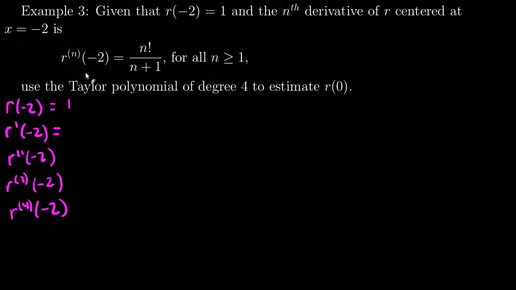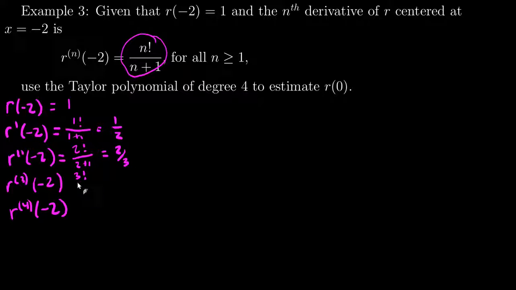R prime of negative 2 is just the first derivative. So I use this formula and put in 1. So that's 1 factorial divided by 1 plus 1, which is 1/2. The second derivative is 2 factorial divided by 2 plus 1, so 2 over 3. The third derivative is 3 factorial divided by 3 plus 1, which is 6 over 4, or 3/2. And then the fourth derivative is 4 factorial divided by 4 plus 1. 4 factorial is 24 over 5.